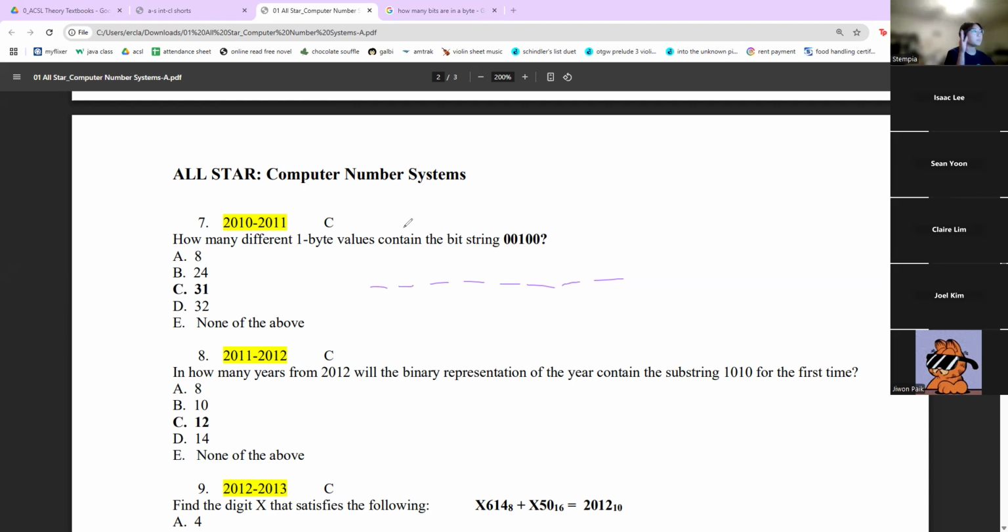Anyways, so we have an 8 bit string here. It's the same thing as saying a 1 byte string. And we basically have to figure out how many of these 8 bit strings contain the bit string substring of 00100.